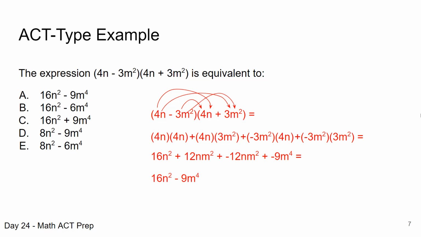And we do. Those two middle terms, the positive 12nm squared and negative 12nm squared, cancel out because we have the positive and negative, and we're just left with 16n squared minus 9m to the fourth, and that gives us answer choice A. So we have to be very careful with working with each of these variables. Pay attention to our exponents, pay attention to our signs. We do our multiplication and combining like terms, and then we're able to choose our answer.